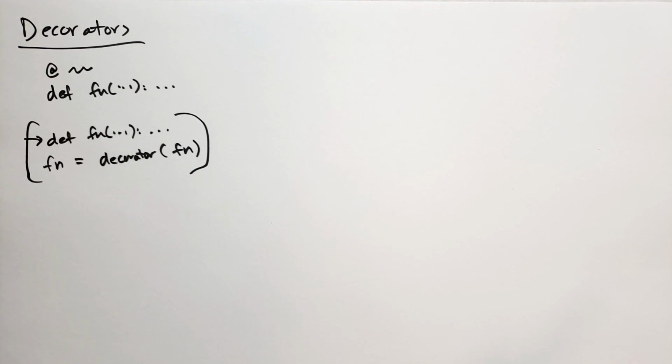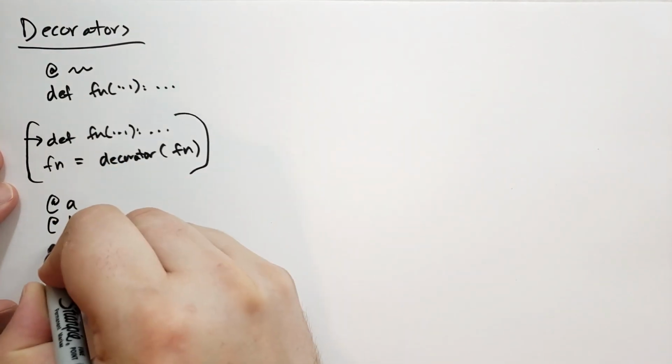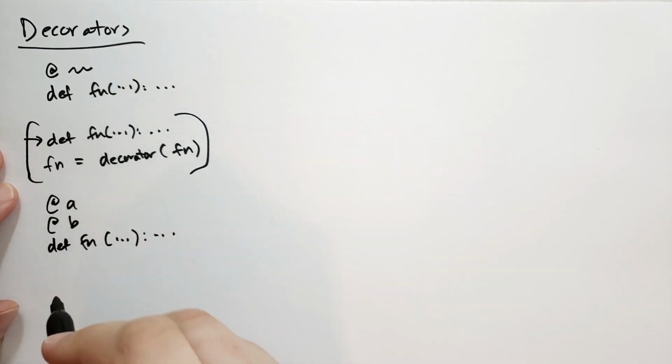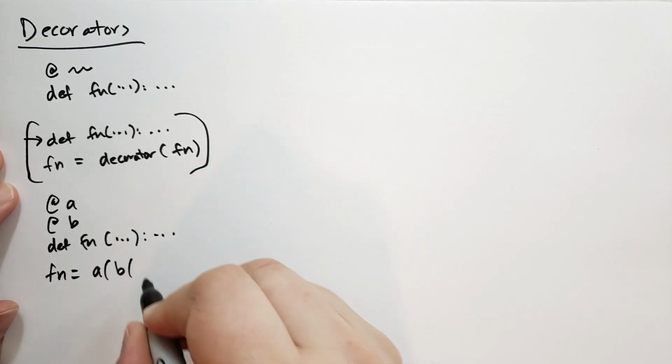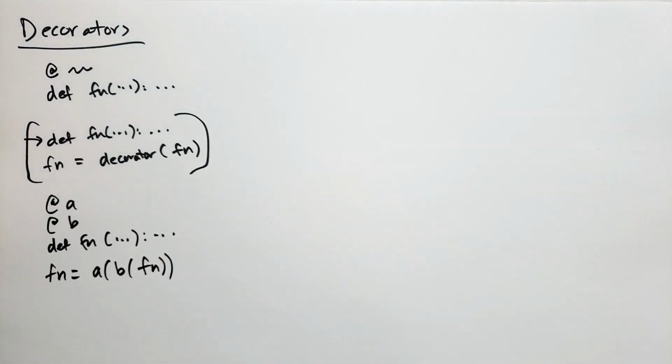So you can also nest decorators by stacking them. So if we had A and we had B and then we had def fn, that's basically going to say fn is equal to A called with the result of B called with the result of that function we just created. That's basically what it's going to do.